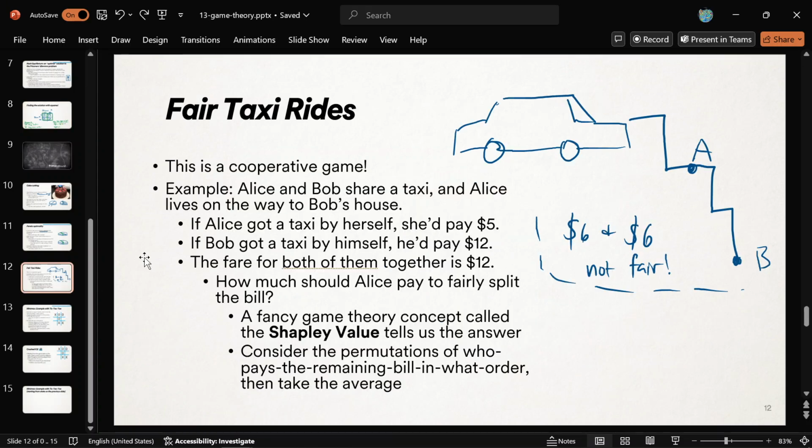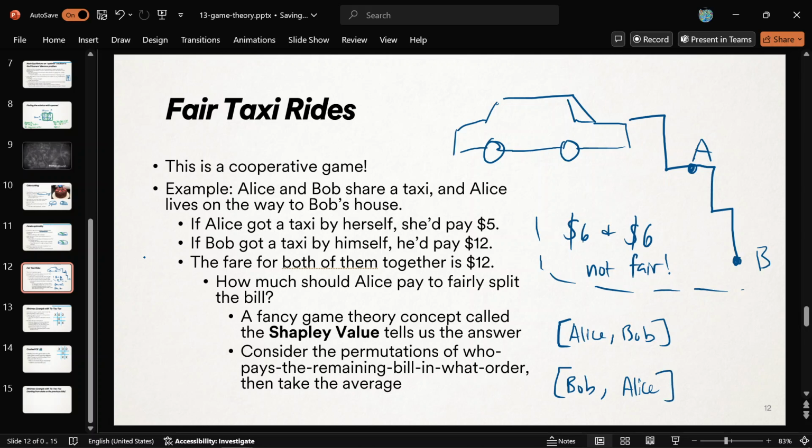So here's how you can fairly split this bill. So what are the possible orderings of who pays what? So you can either have Alice pay the bill first, and then Bob pays the rest. Right? Alice pays her share, then Bob pays the rest. Or Bob pays his share, and Alice pays the rest of that.